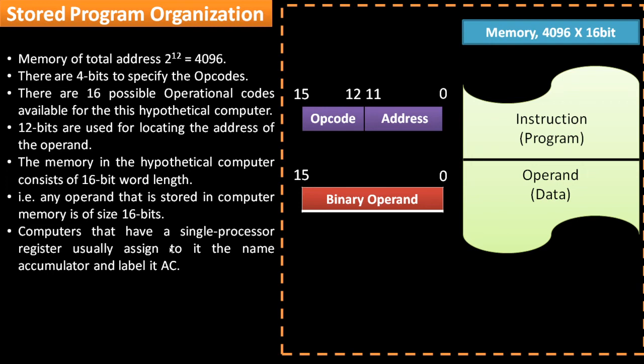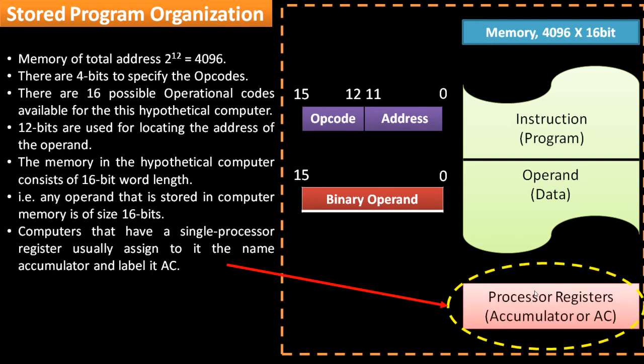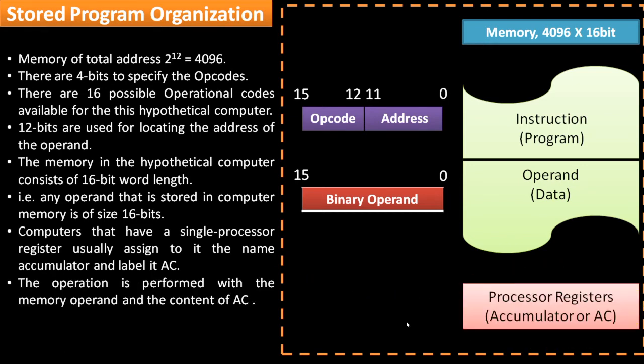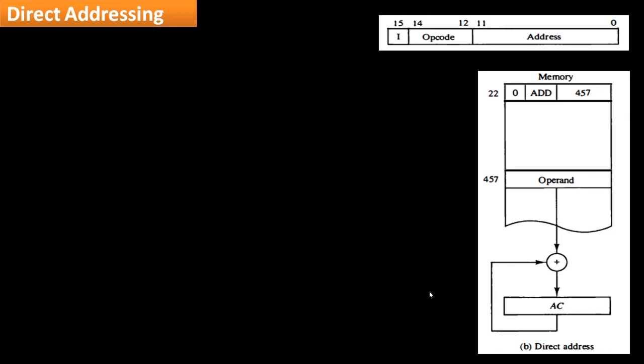Computers that have a single processor register usually assign it the name accumulator and label it as AC. In our hypothetical computer, we only have one single accumulator, and that register has been shown here. The operation is performed with the memory data and the accumulator, and the resultant data is stored in the accumulator itself. Now let's see how it is carried out when we go for direct addressing.